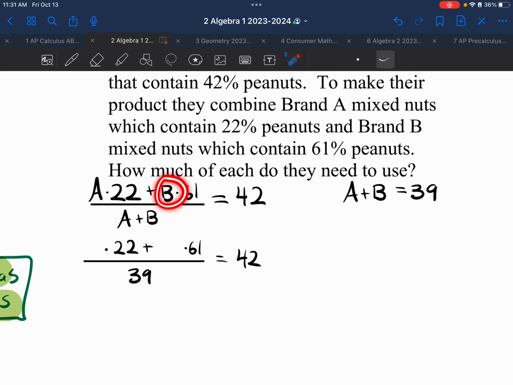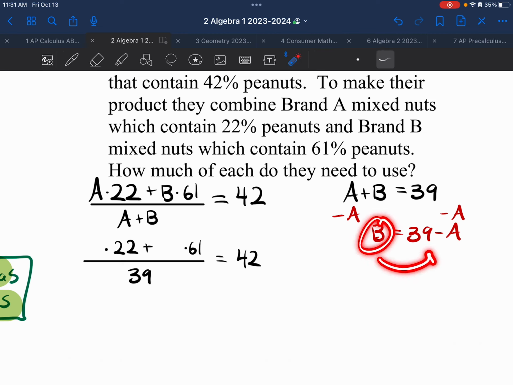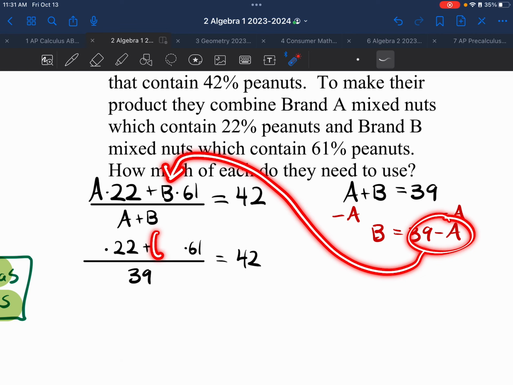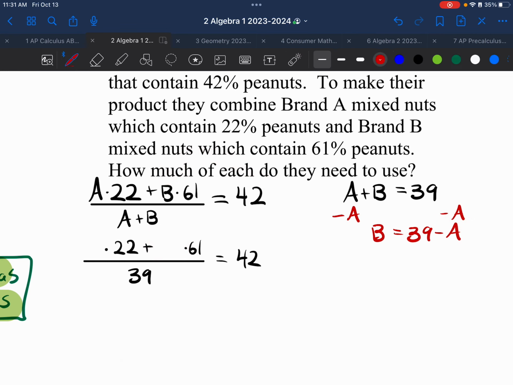The question is, which one of these are we going to rewrite? Because I'm doing how much of each, I have to figure out both of them. It doesn't matter. Let's just move the B over here. I could have moved the A over here. Let's do it. Let's move the A over there. Let's say minus A. That means B is going to be equal to 39 minus A. It doesn't matter which one you isolate. If we isolate B, we're good to go. So if this B is 39 minus A, then this B is also 39 minus A. So 39 minus A is going to be plugged in for this B. In this spot right here, I'm going to write 39 minus A. So in parentheses, 39 minus A.